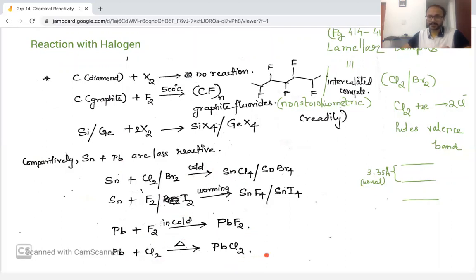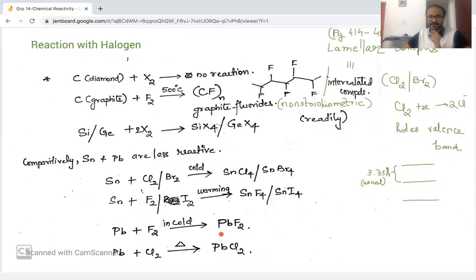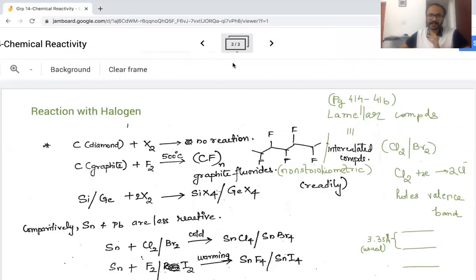That can be expected because in the case of lead, as we discussed in the introductory slides, lead has a more stable oxidation state, +2. So that is why it preferably forms a dihalide rather than a tetrahalide. So that is about the reactivity of these group 14 elements with the halogens.